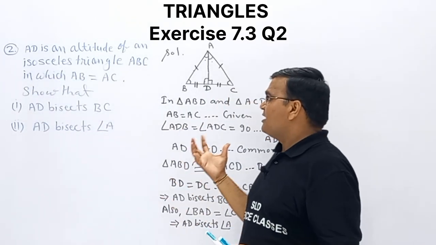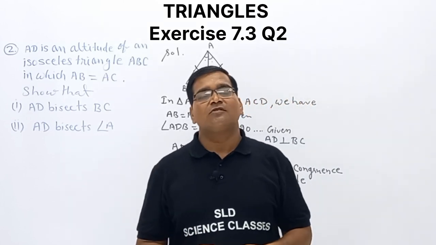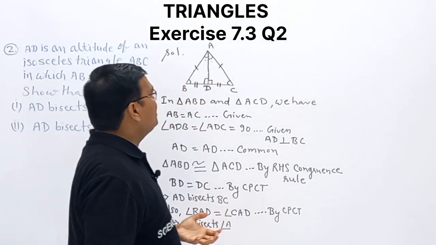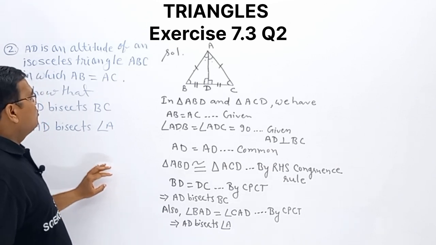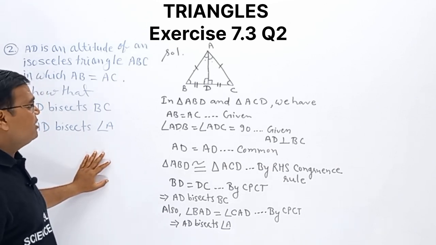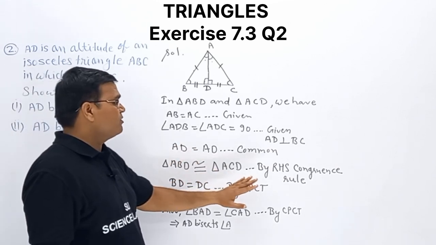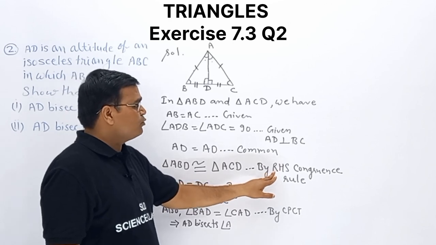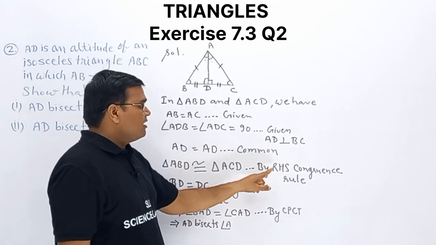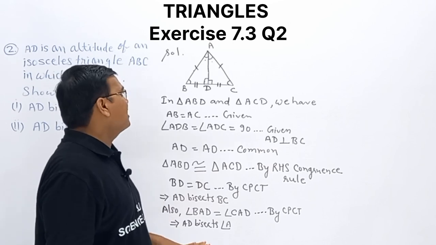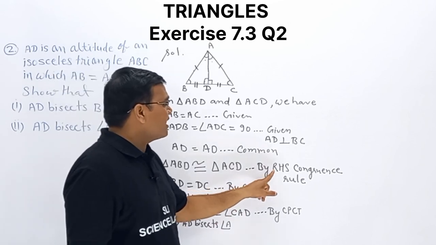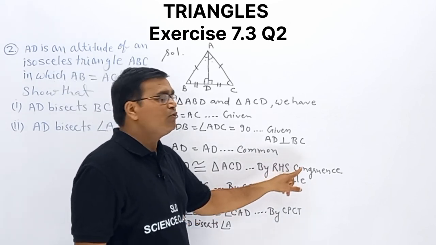Once we know the basic concept of the congruence rules, we studied 5 congruence rules in the introduction class. Out of these 5, we studied 3. Now a new congruence rule we are studying. That one is what? RHS. This is used for right triangles, right angled triangles. So RHS is what? Right angle, hypotenuse, side congruence rule.